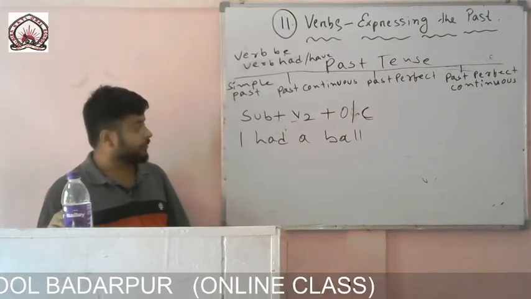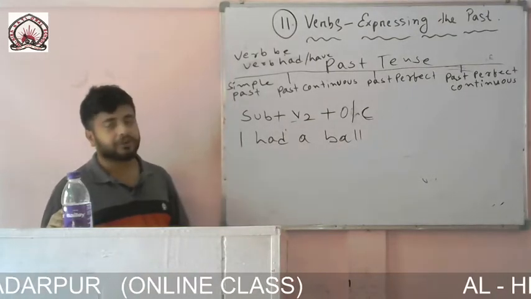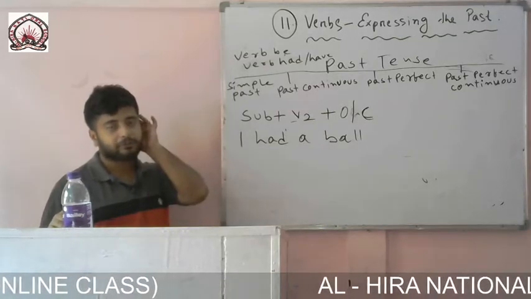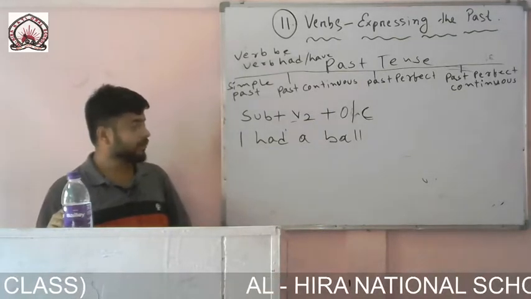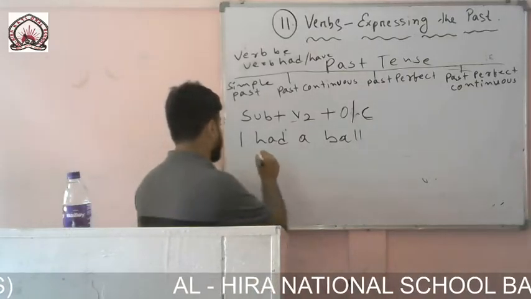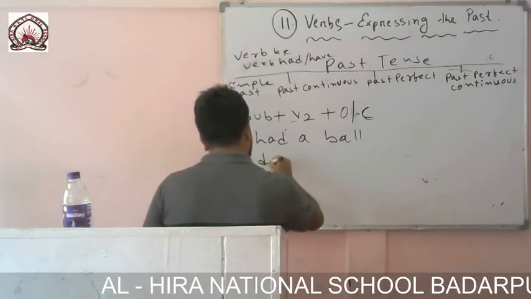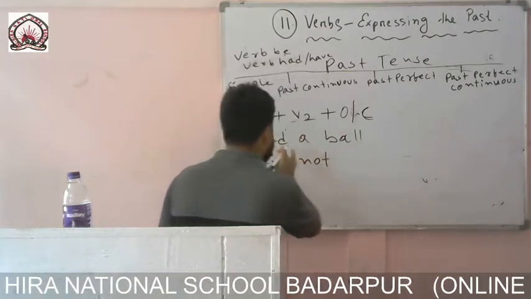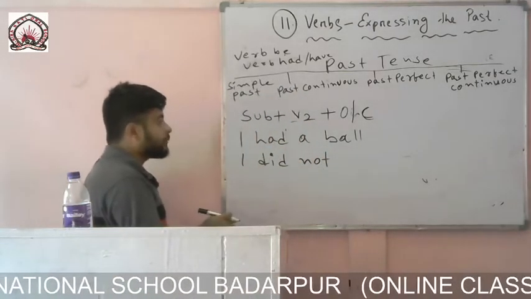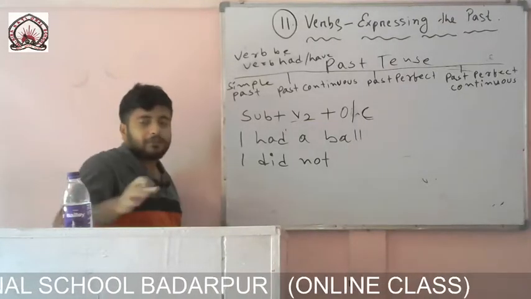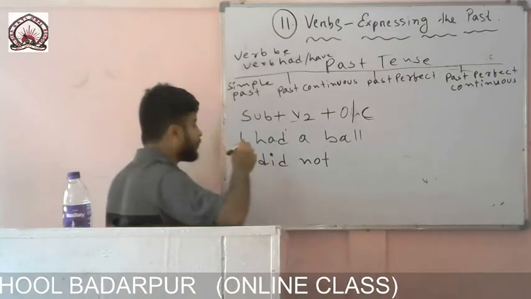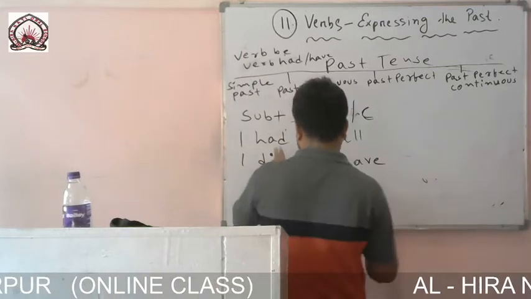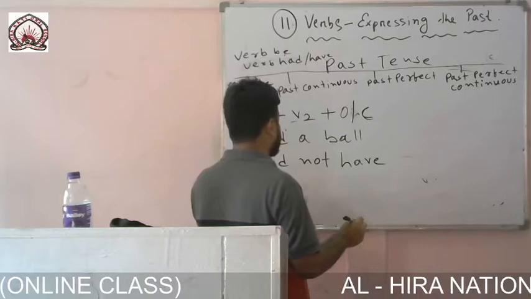Now, if I want to change this affirmative sentence into negative, then how do I have to change? Like this: I did not. Then this "had." What is the present form of "had"? It will become "have." I did not have. We cannot write "I did not had."